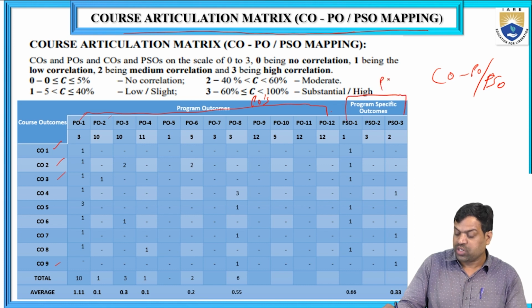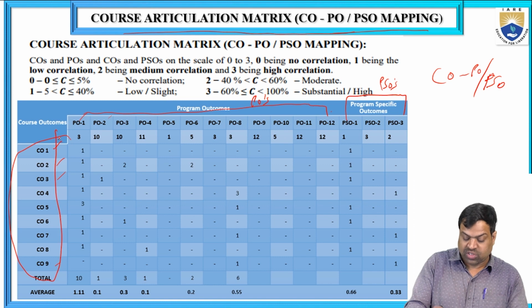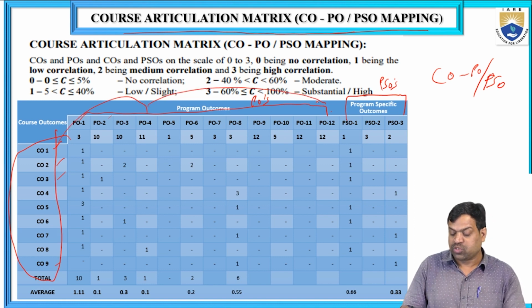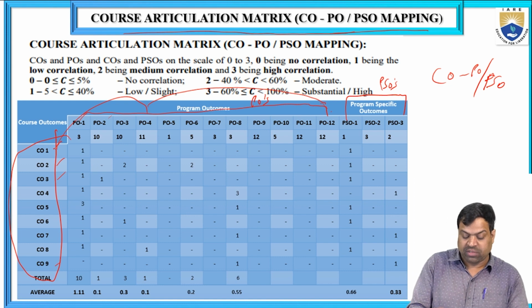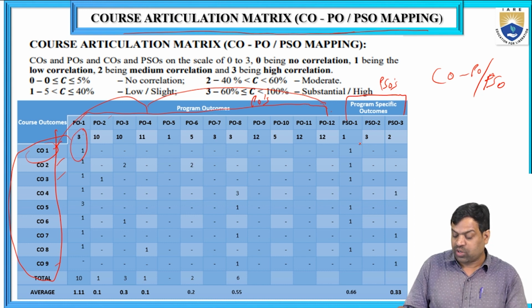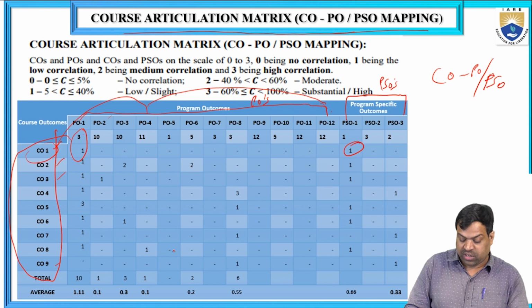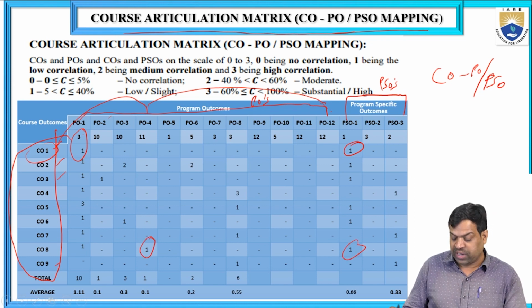These 3 are the PSOs. So for these 9 COs, how much are they mapped to POs and how much are they mapped to PSOs? Suppose I am taking one course, that is CO1. PO1 is mapped to, out of 3, 1 is mapped. Here, out of 11, 1 is mapped. Here, 1 is mapped. Like this.